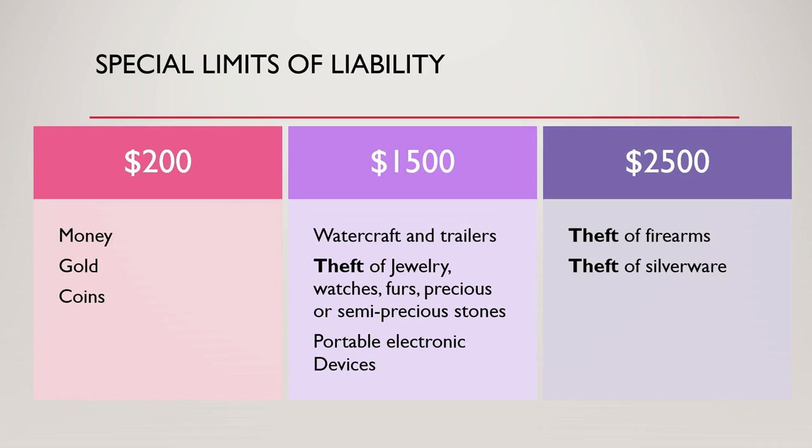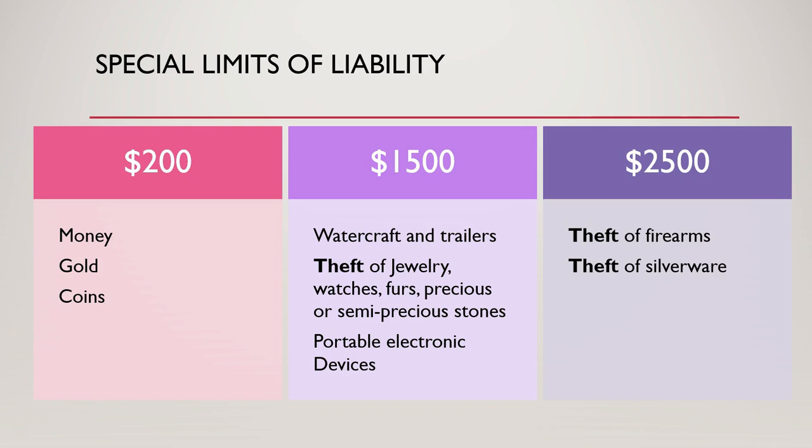So, special limits of liability. This is an amendment in a homeowner's policy. It indicates the maximum amount of coverage that would be paid out for certain targeted items. You have money, gold, and coins, which means the maximum amount paid out for loss of these items would be up to $200. You have watercraft and trailers, theft of jewelry, watches, furs, precious stones, semi-precious stones, or portable electronic devices.